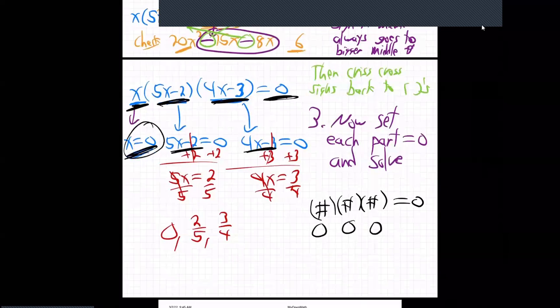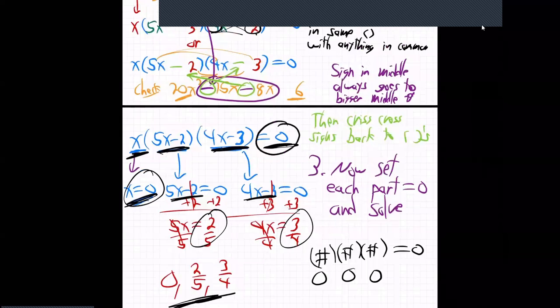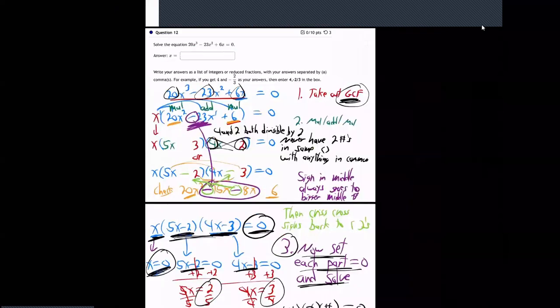And then this one's already done being solved, and we solve that one and solve that one. So that's how we get our 3 answers for x. So remember, when you have the equals 0, you have to do this step 3, where we set each part equal to 0 and solve. We're not done at the parentheses. We have more work to do. So there we go.